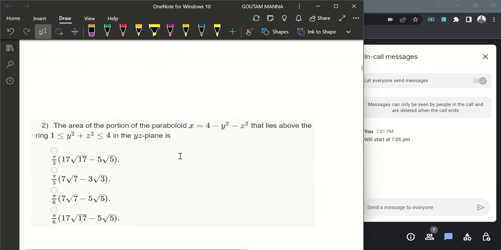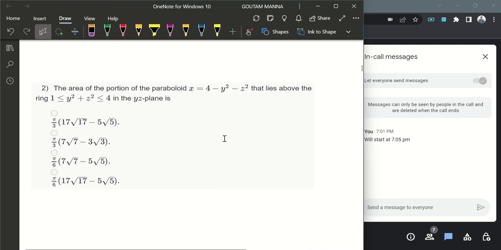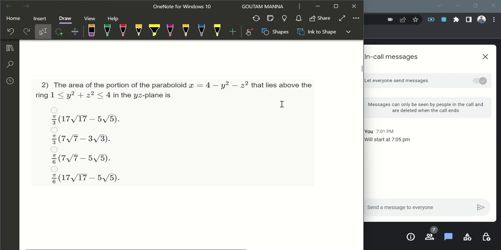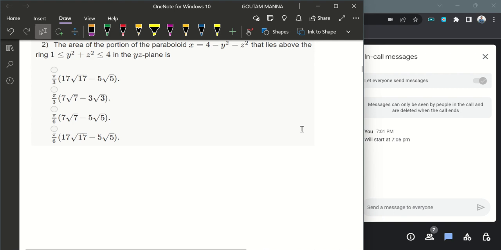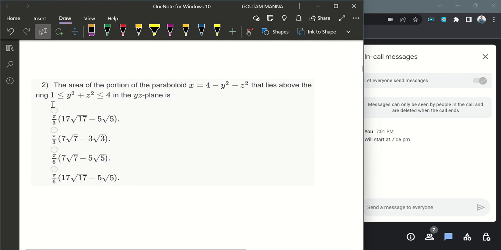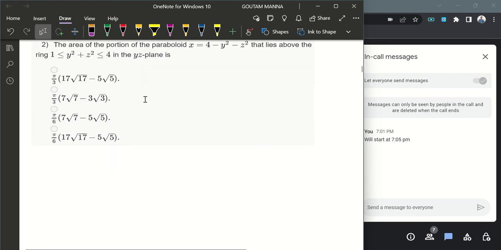So now in problem 2, we are asked to find the area of the portion of the paraboloid given by the equation x equals 4 minus y square minus z square, that lies above this ring, and the ring is 1 less than or equal to y square plus z square, less than or equal to 4, in the yz plane. So let's draw this region first.